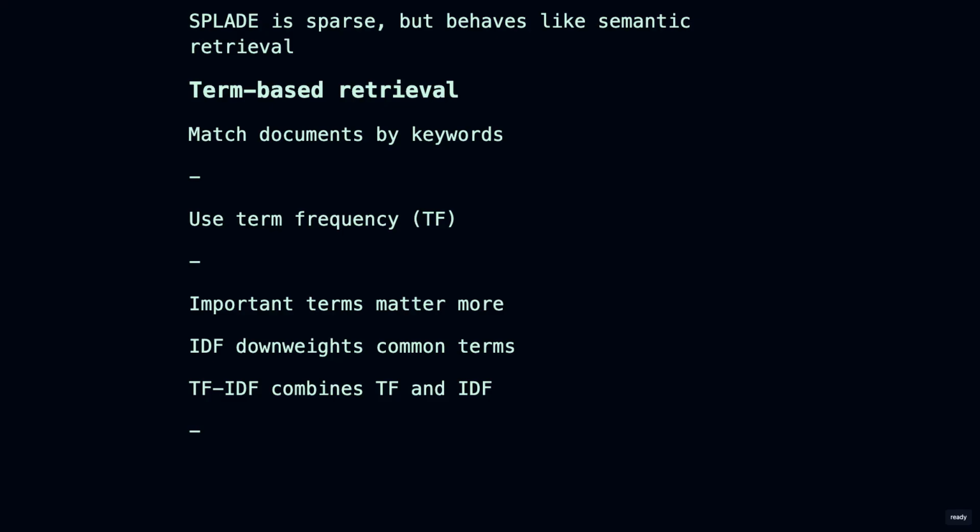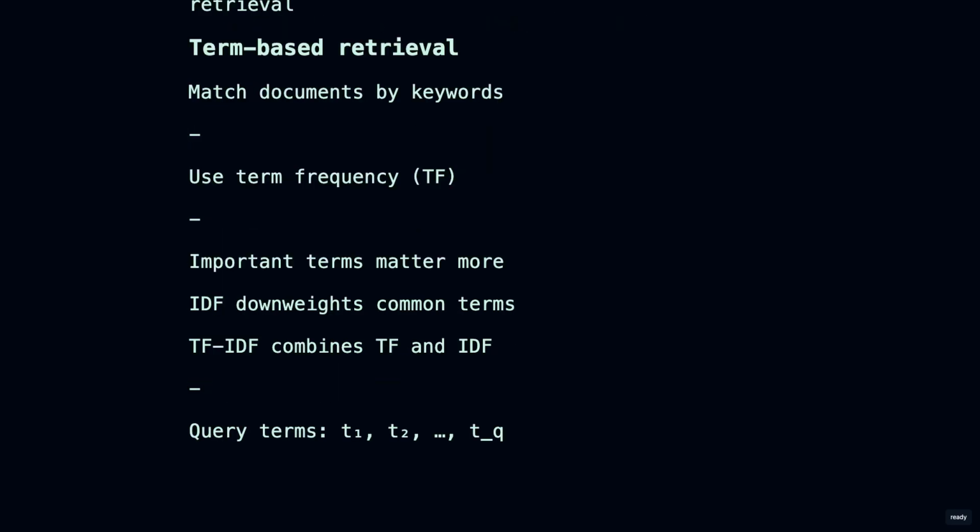Now we'll unpack the pieces of that formula one at a time, so the notation is easier to read. Here, the query is broken into its individual terms. That lets the scorer evaluate how each query term contributes to the final document score.